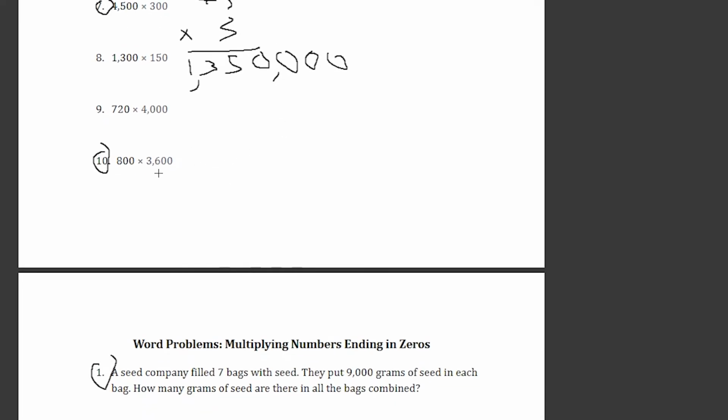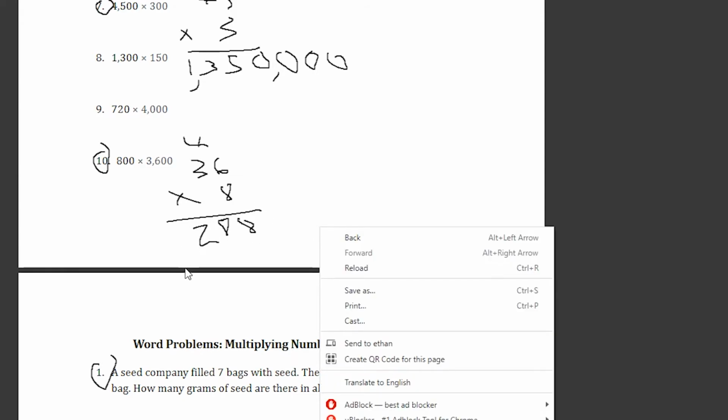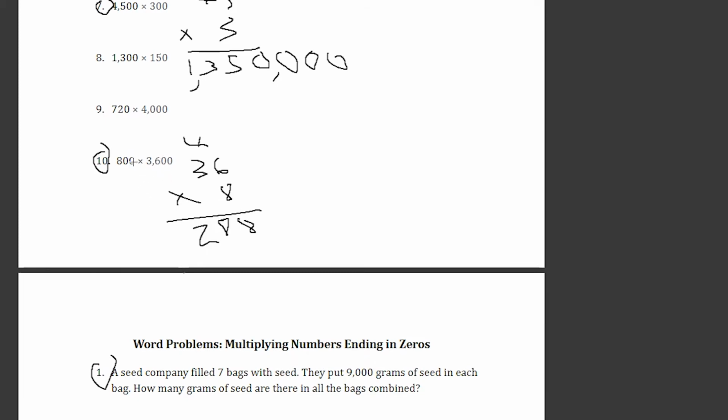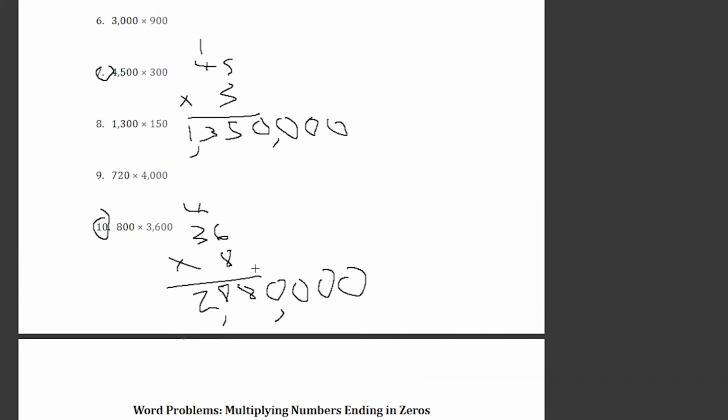Now for number 10, we ignore the zeros once again, so we have 8 times 36. I'm gonna write it like this. So 6 times 8 is 48, and 8 times 3 is 24, and we need to add the 4, so that becomes 28. And now we look at the number of zeros in each number. So for here we have 2 zeros in 800 and 2 zeros in 3600. So we're gonna add 4 zeros in total. 1, 2, 3, 4. So for number 10, our answer is 2,880,000.